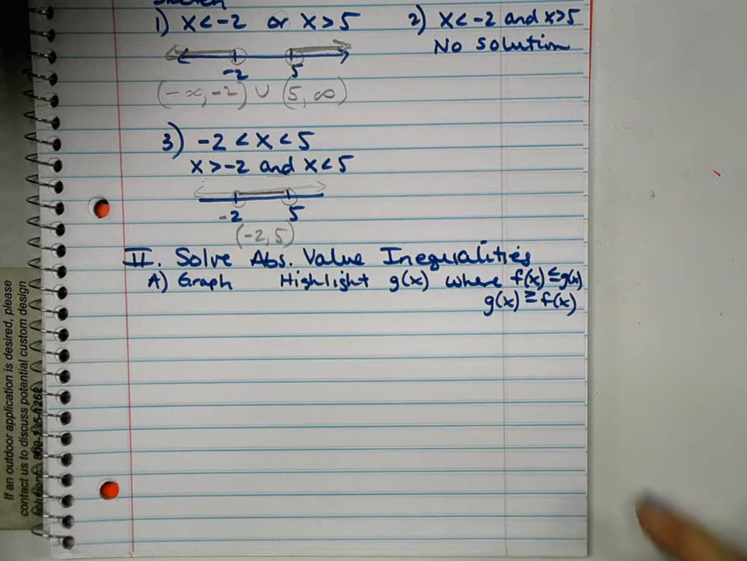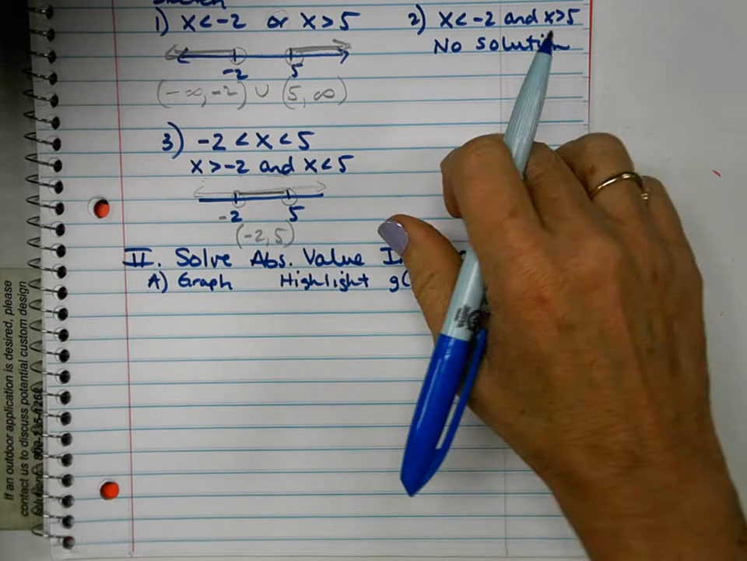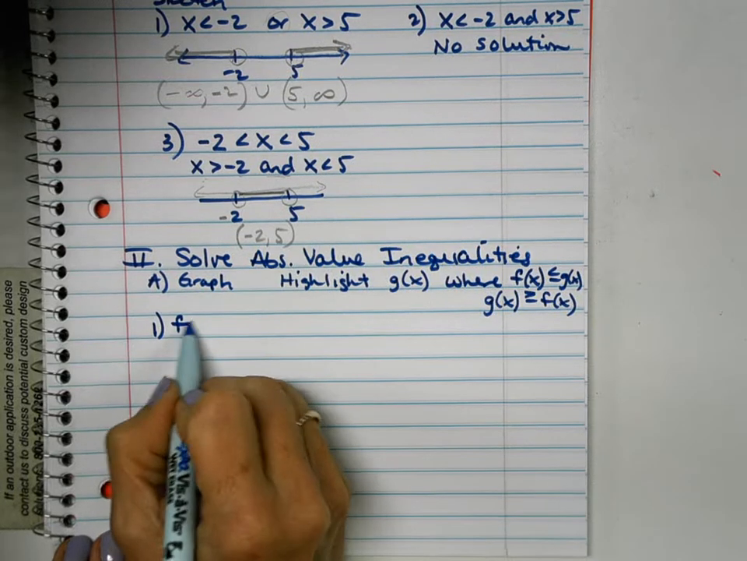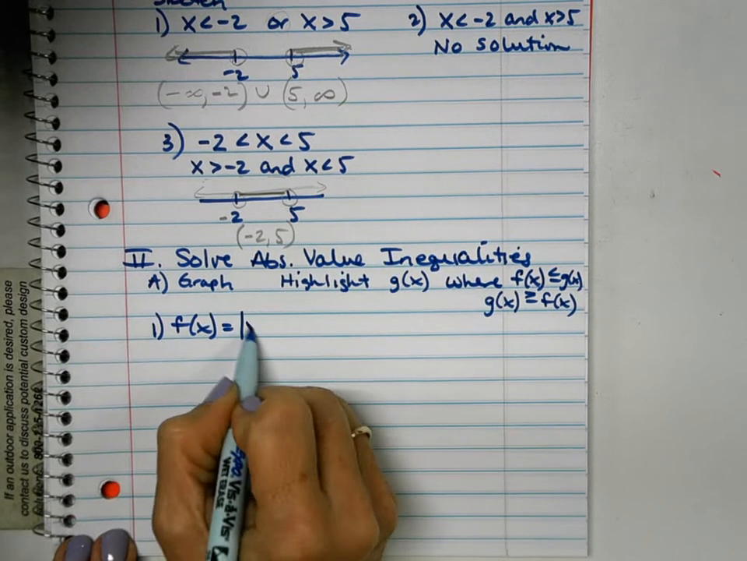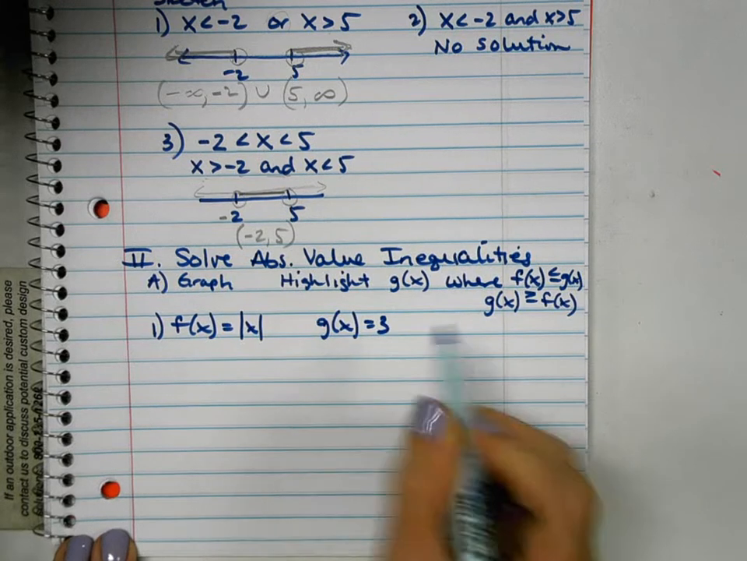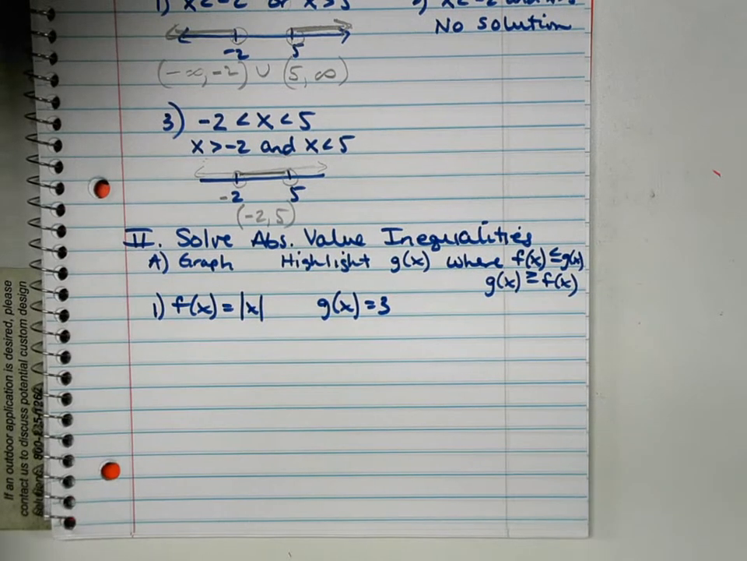I realize I forgot one thing. We're going to go ahead and finish this problem, then we're going to come back and add something here. Just a second. Okay, number 1, I want you to graph F is the absolute value of x, and G is 3. So F is the absolute value of x, and G is 3.